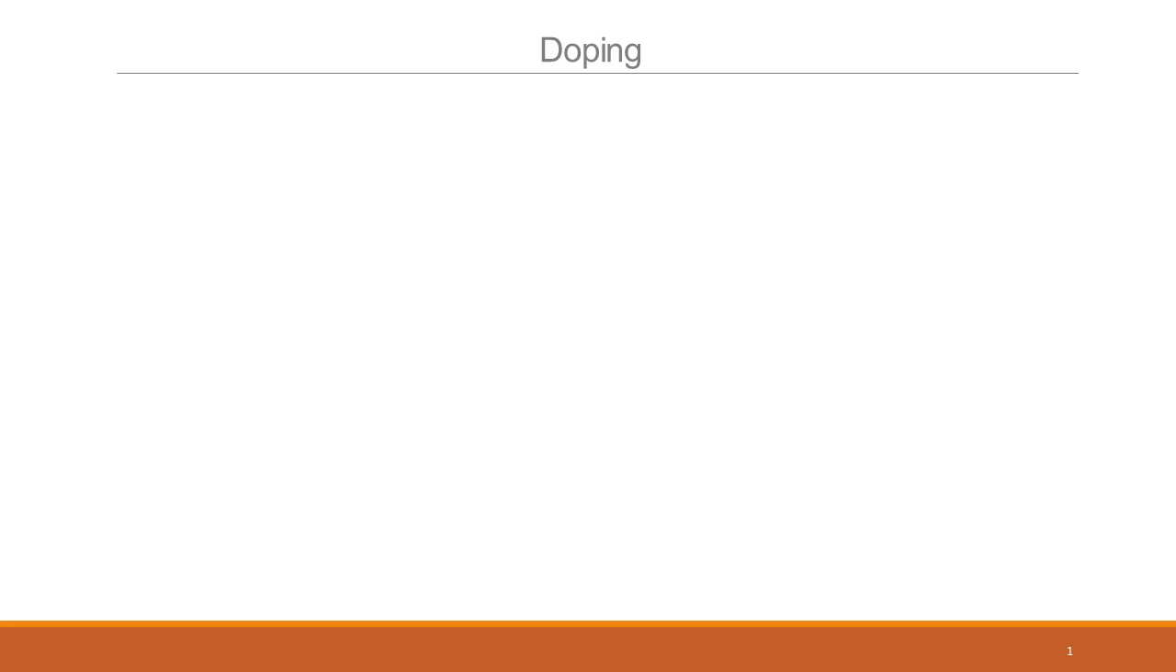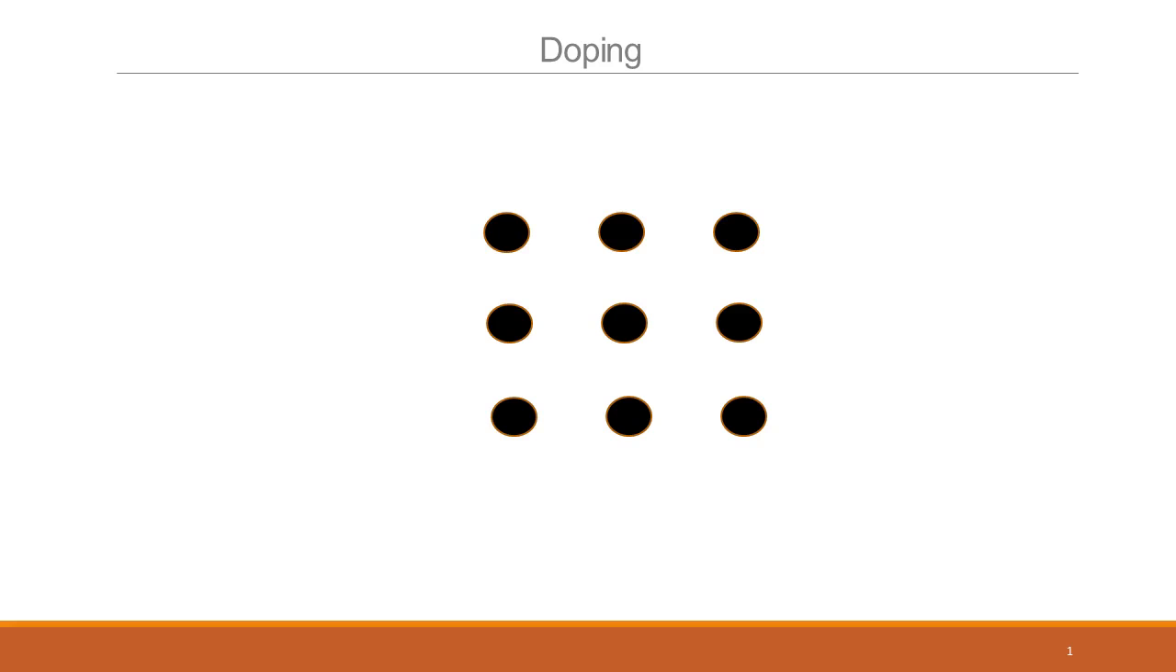Okay, so let's talk about doping in semiconductor, especially silicon. Let's assume a silicon lattice structure where the atoms are represented by these black dots here. This is just a representation. Actually, it's three-dimensional, but I'm just projecting in a two-dimensional space.